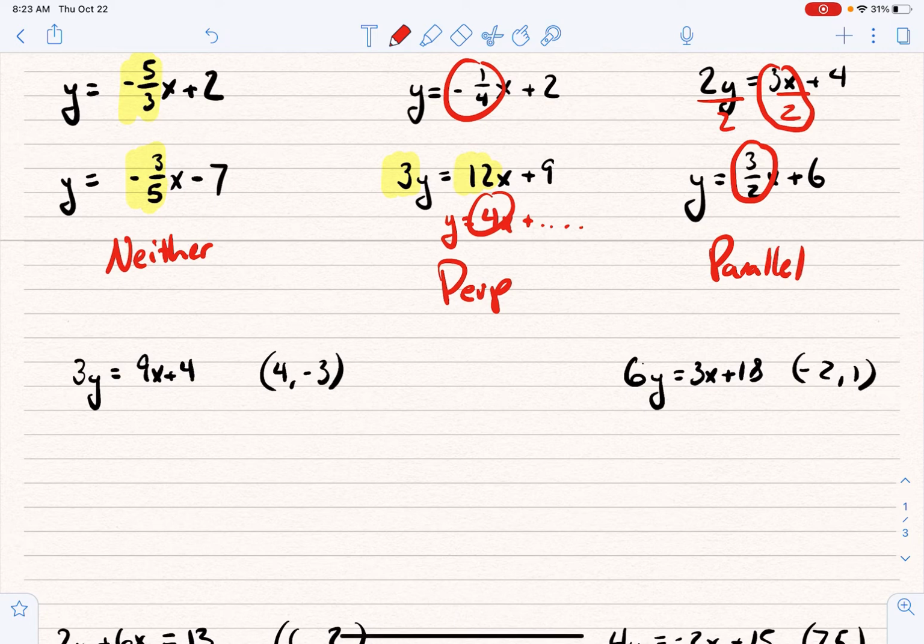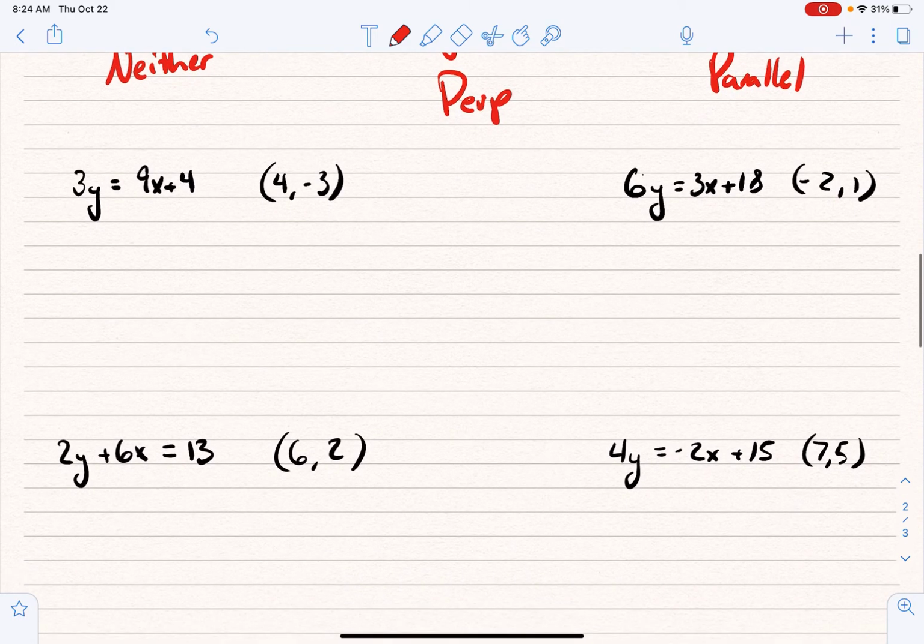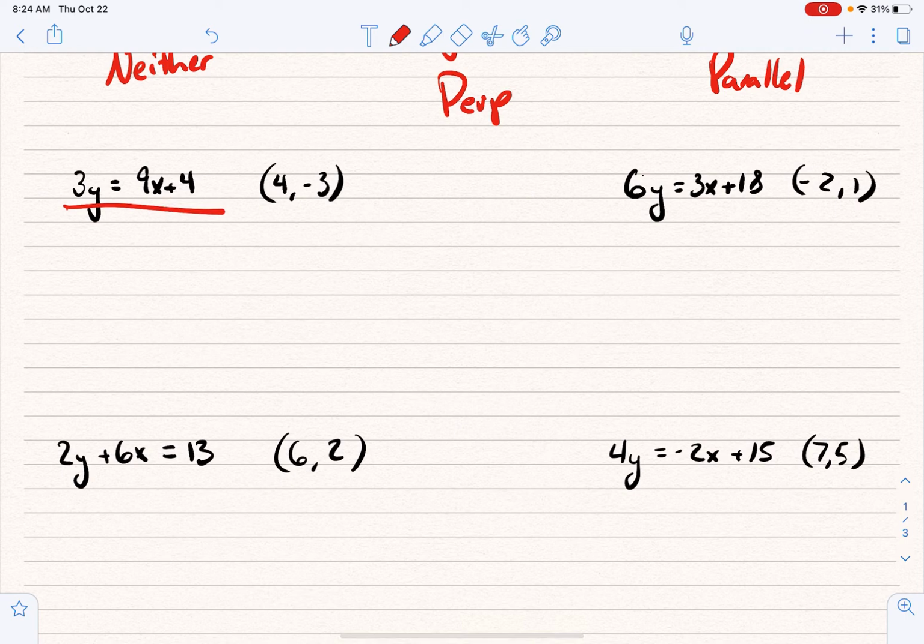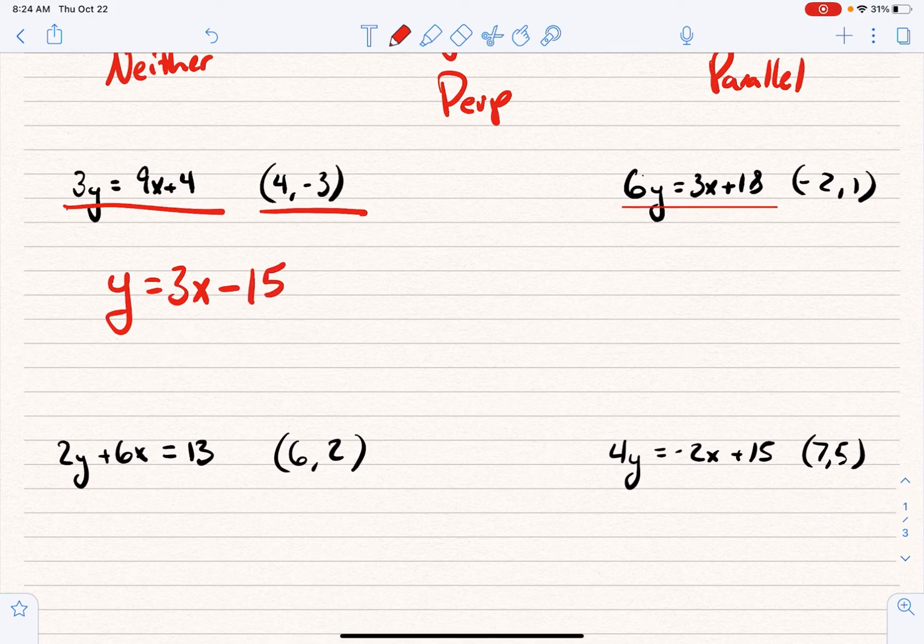All right? On this next one right here, you had to write the equation of a line that's parallel to this line and passes through this point. The equation would be y equals 3x minus 15. And then you need to write an equation of the line that's parallel to this and passes through this point. Okay? And that would be y equals 1/2 x plus 2.